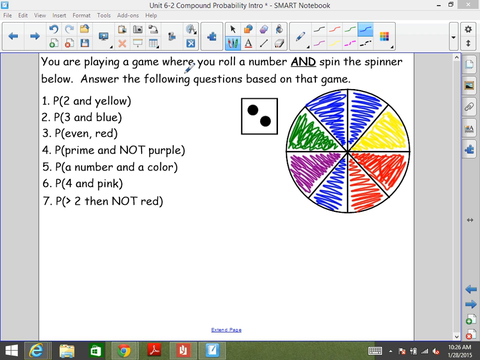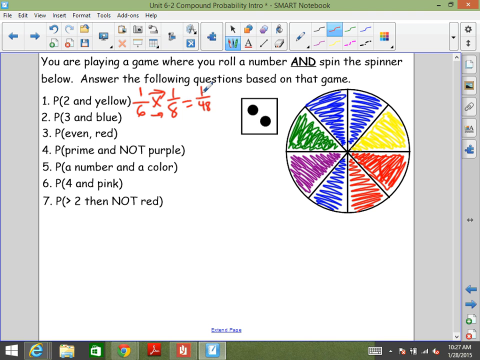So we start here. What's the probability of rolling the cube and getting a 2? 1 out of 6. It has to be a fraction. Times. What's the probability of spinning and getting yellow? 1 over 8. 1 times 1 is? 6 times 8 is? Look at that. A 1 out of 48 chance of getting both of those. Is that likely to happen? No, it's not even a half chance, is it? That's probably not going to happen. 1 out of 48 is not big at all of a chance.